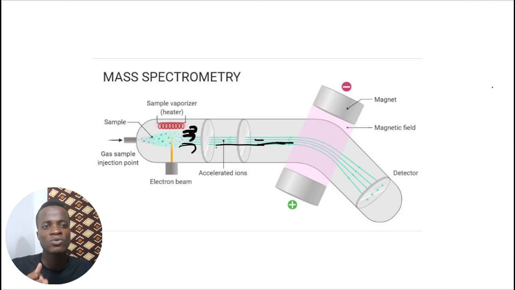Now the magnetic field will deflect these positively charged, accelerated ions into a semicircular path onto the detector, and on the detector we'll be able to read and record the relative abundances and masses, which will help us evaluate the relative atomic mass of the substance.